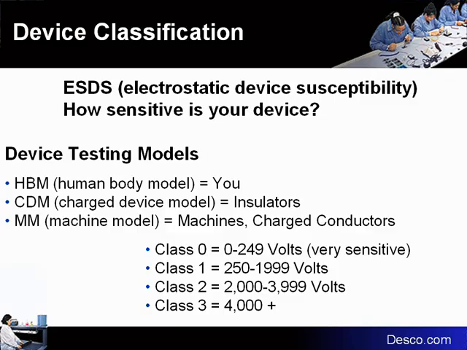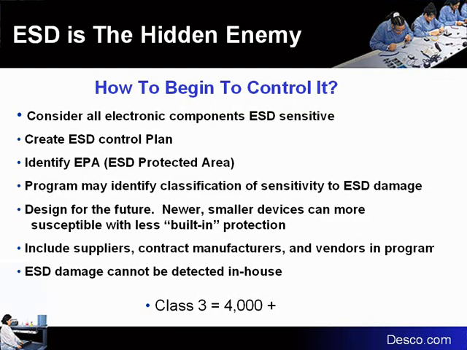The classifications came to bear on the human body model, which is operators or people; the charge device model, which would be insulators or devices at a workstation; and the machine model, which would be automating machines sometimes used in electronic assembly. The classifications are currently Class 0 from 0 to 249 volts, Class 1 250 to 1999, and on up. We do now even have people discussing Class 00 and Class 000, to get down to 0 to 50 volts for a Class 000 device.